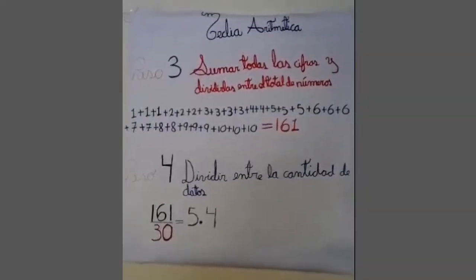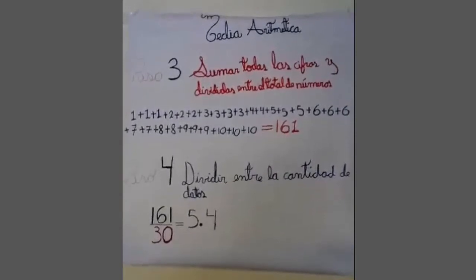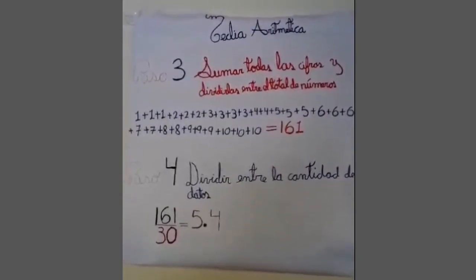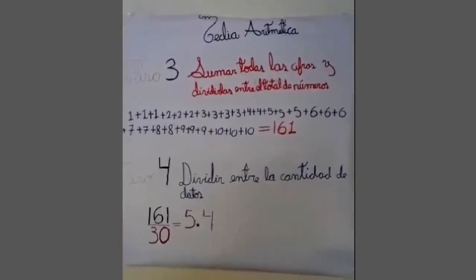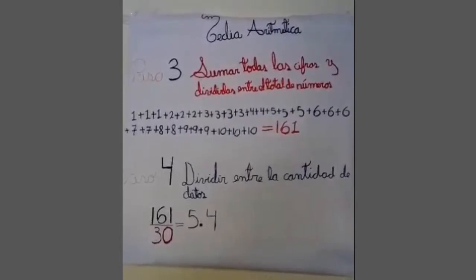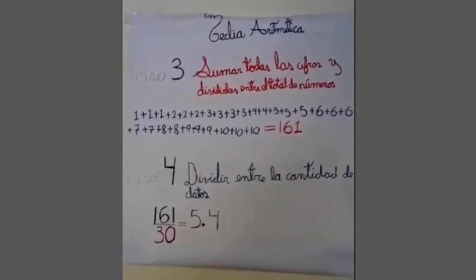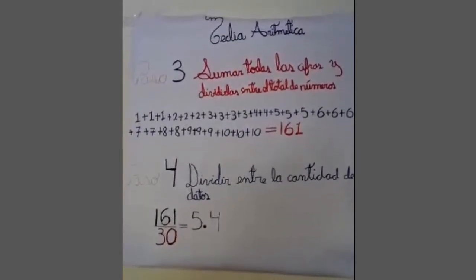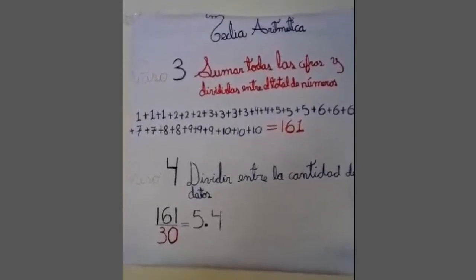The third step is to add each number, in this case, the number from 1 to 10 that each person chose. The result is 161. And the fourth step is to divide the result of the adds by the quantity of the numbers. In this case, 161 divided by 30. The result will be 5.4.